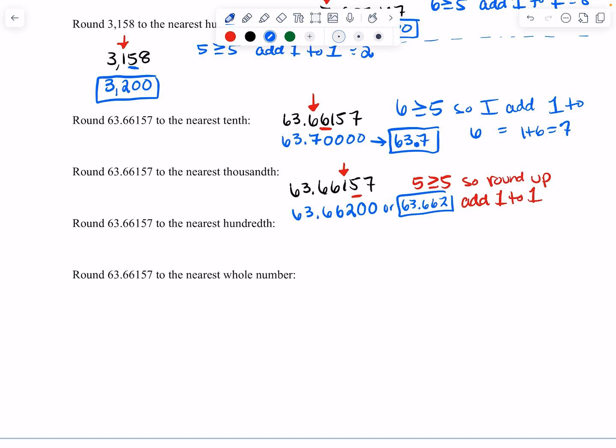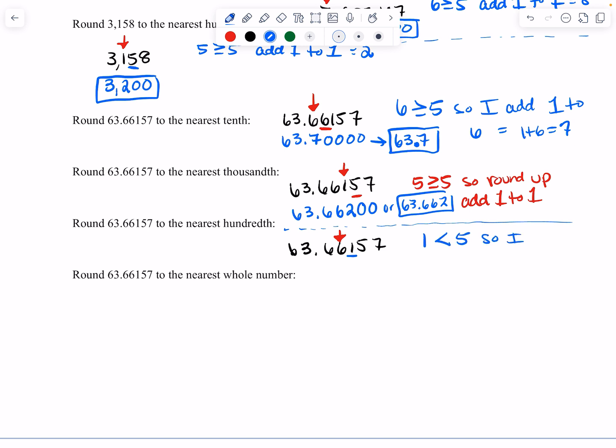Okay, so let's do the next one. The next one says same number. I'm going to write it down again, 63.66157. We're rounding this time to the nearest hundredths place. The second 6 is in the hundredths place. I'm looking behind it. That value is a 1. 1 is less than 5.